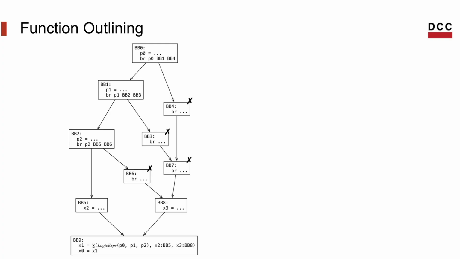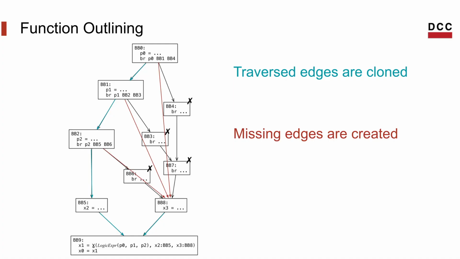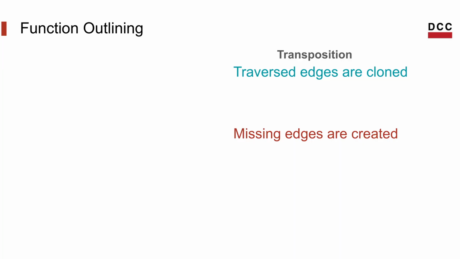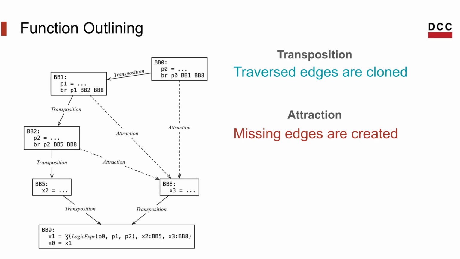In this snapshot of the graph, the slicer found that basic blocks BB4, BB3, BB6, and BB7 are not part of an identified slice. So it first starts by cloning edges that are part of the slice, and missing edges are created to make branches without targets point to the right blocks that are inside the slice. The first operation we call transposition, and the second one we call attraction. Therefore, the new outline function will have the following graph shape.